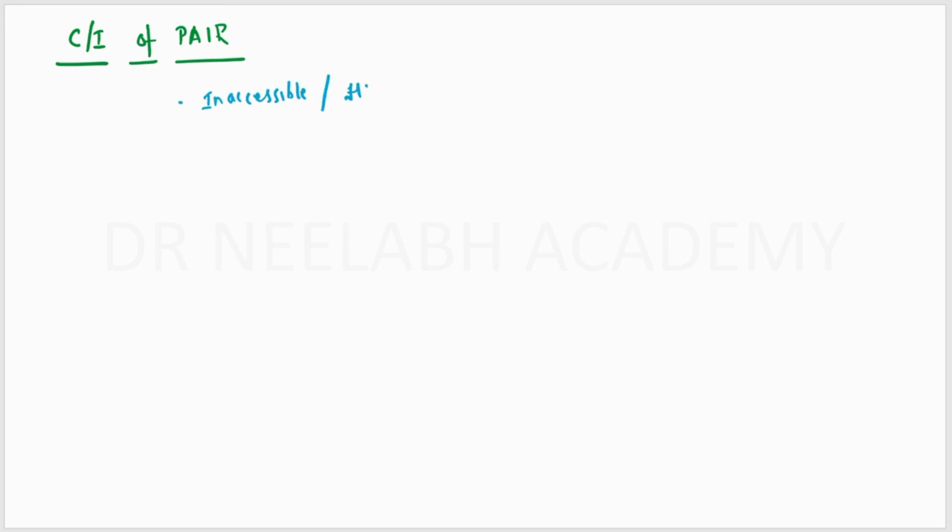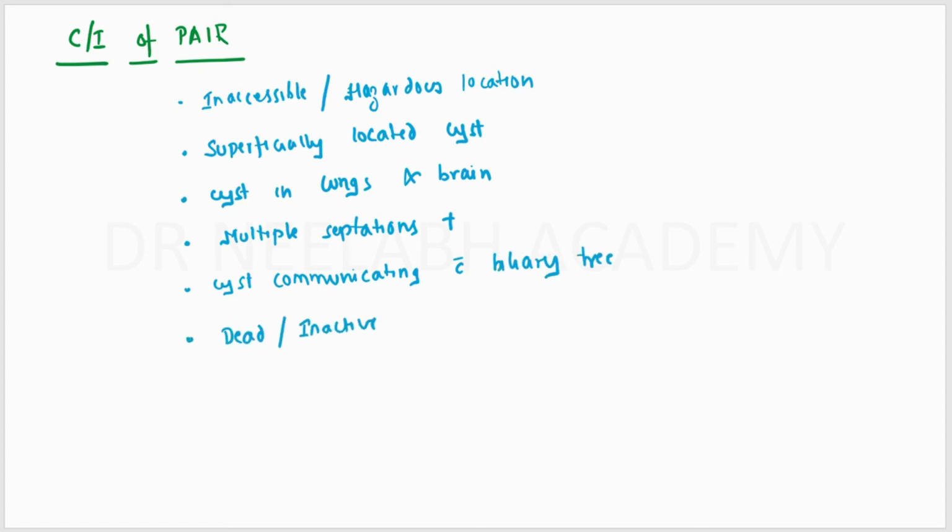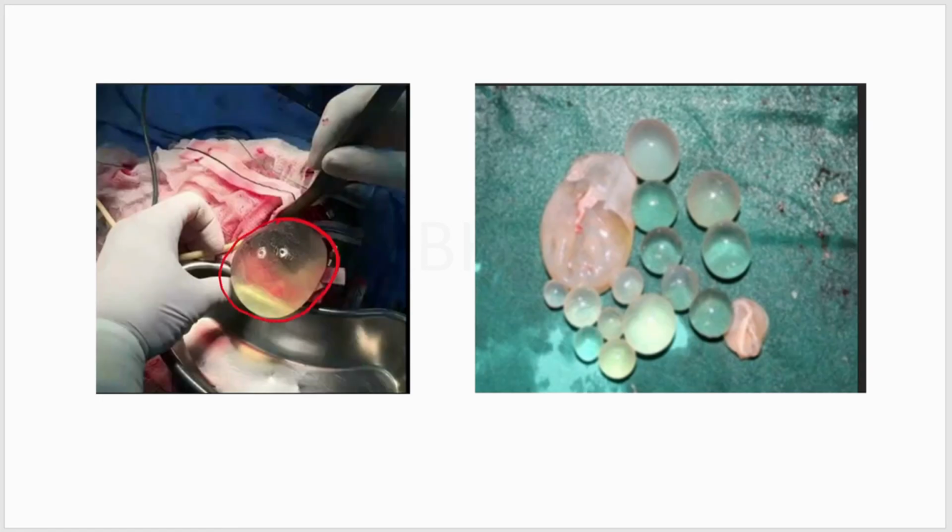Now, the contraindications of PAIR. Whenever there is an inaccessible or hazardous location of the cyst, or the cyst is superficially located. Whenever the cyst is present in the lungs and brain, we never do this. When there are multiple septations, or the cyst is communicating with the biliary tree. When there is a dead and inactive cyst. These are the intraoperative findings of the cyst: a clear, water-filled fluid cyst.